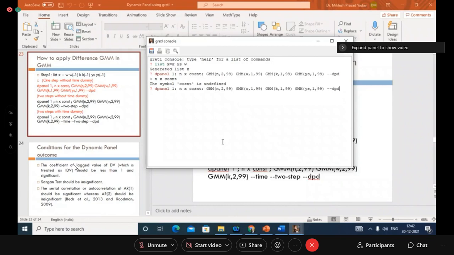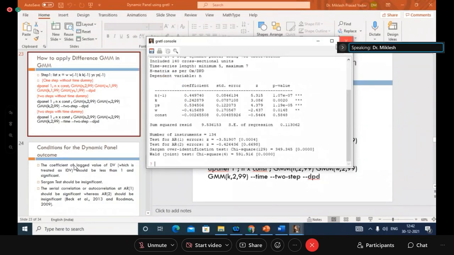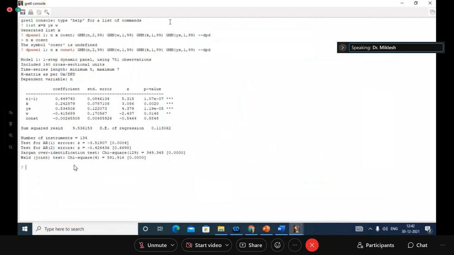Oh, I have written it mistakenly. It should be const. Okay, let me talk about this. I request everyone who is doing this to please note it down. dpanel 1, semicolon, n, space x, space const, semicolon, then GMM, n.